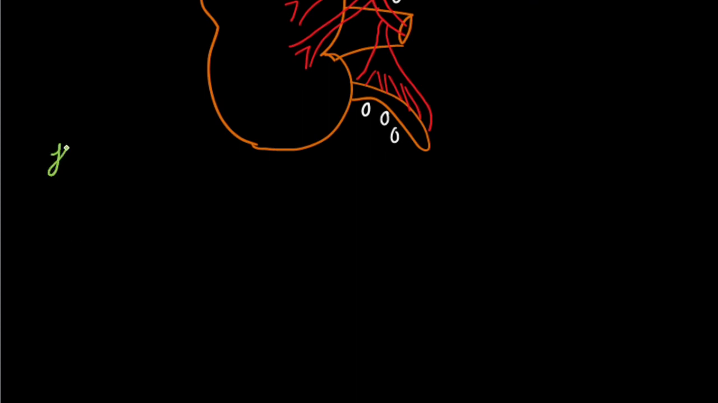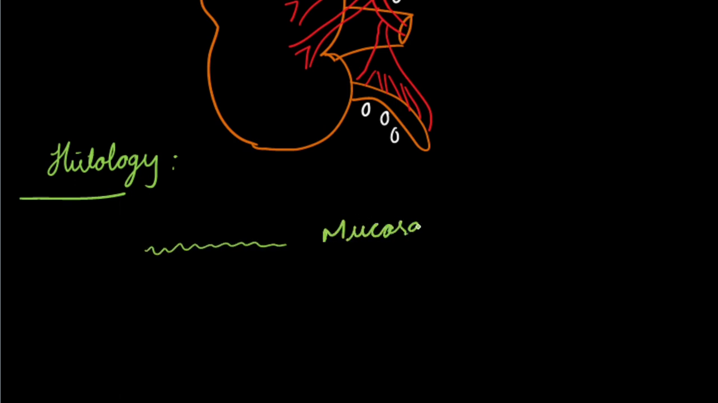So now, at last, talking regarding the histology. We all know that the inner layer is none other than the mucosa. Here in case of the appendix, we won't be having villi, and we will be having only epithelial cells, which are exactly present in between the crypts of Lieberkühn. Then comes our submucosal layer. This is the submucosal layer.